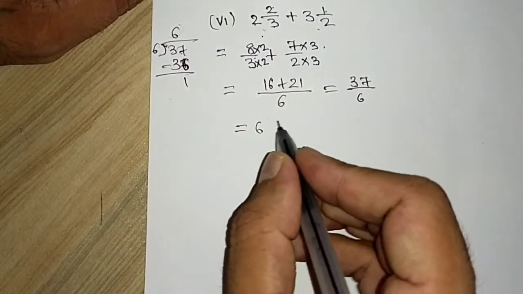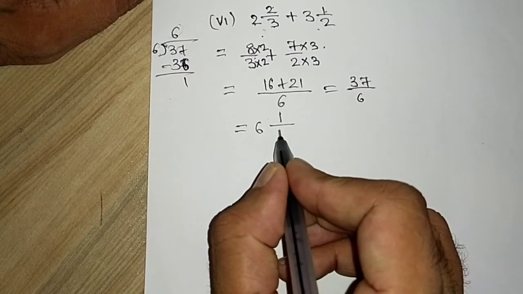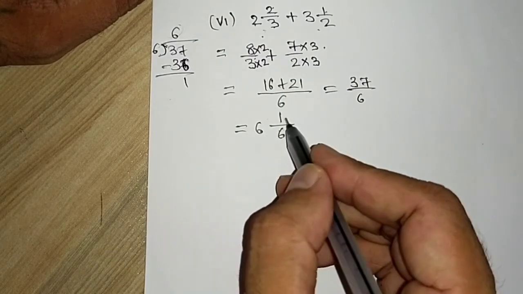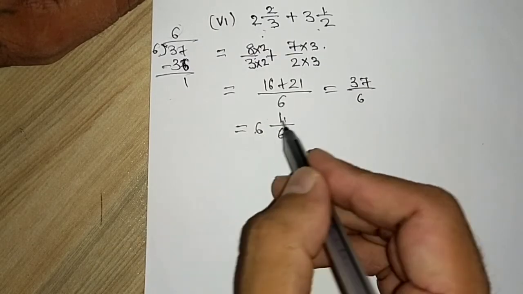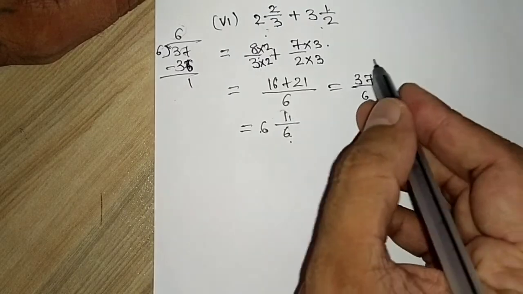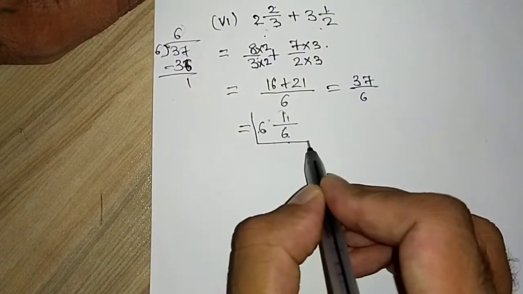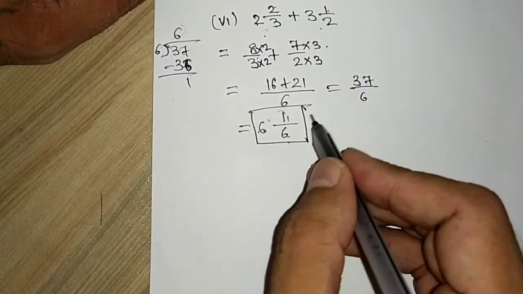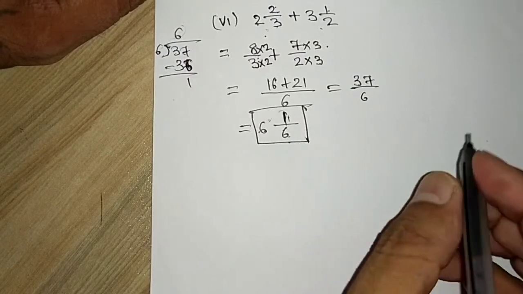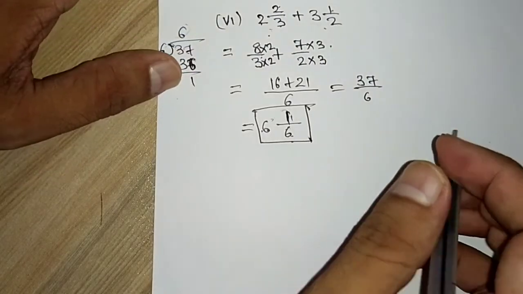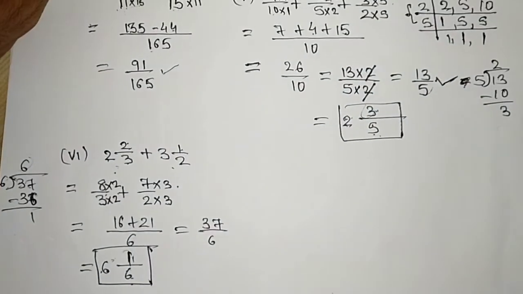quotient, remainder and divisor. 6 integer 1 by 6. 6 6s are 36 plus 1 is 37. 37 by 6. So we got our answer 6 integer 1 by 6. Hope you are understanding, students.